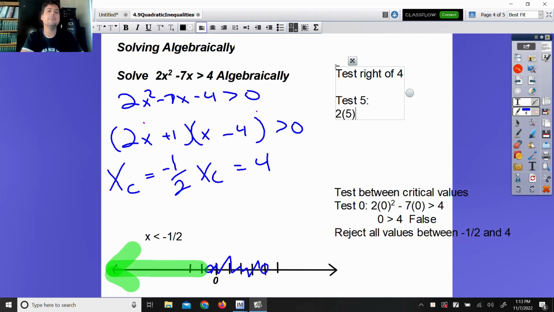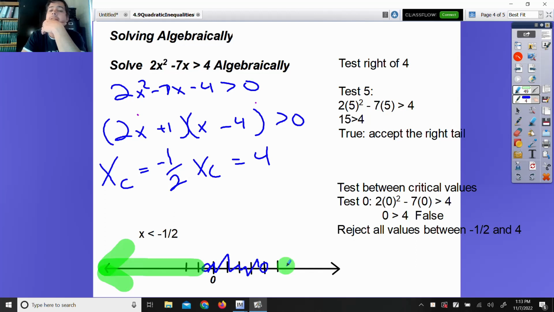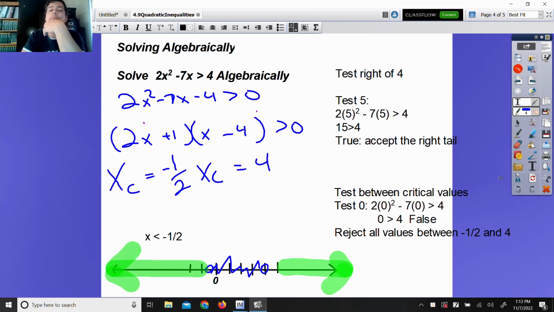I realize that this is not the most exciting thing to do. I get it. I do see these show up on the ACT every once in a while. It's like 15, right? True or false? True. So I accept the right tail. It's not hard though. It's really easy. Now, what's the inequality for that right tail? X is greater than 4.